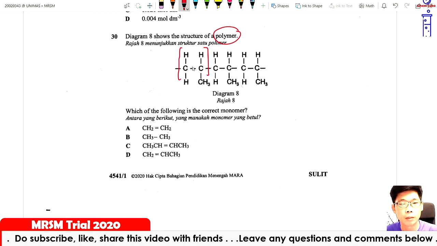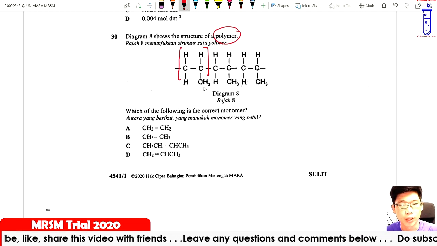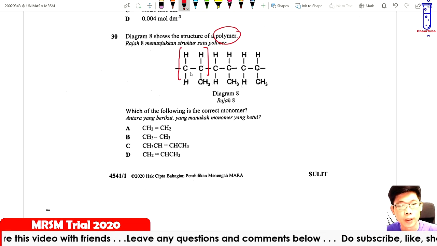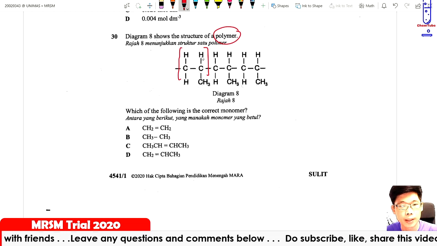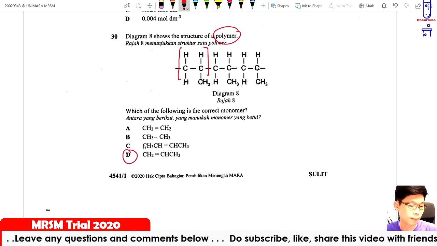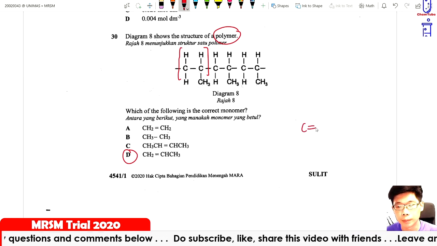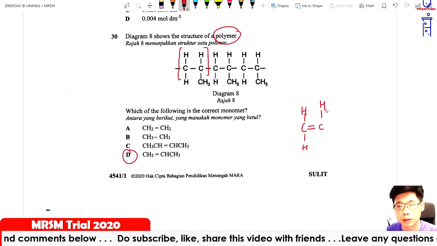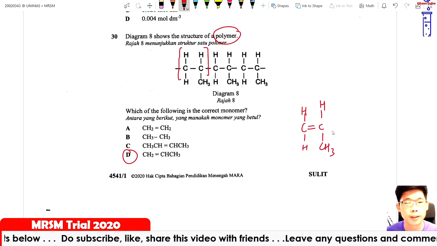Monomer normally has a carbon-carbon double bond. You see this one has CH2 double bond CH, then CH3. So D is the answer. If we draw it out, it will be like this: H, H, H, and this one CH3. So this is the monomer of it.